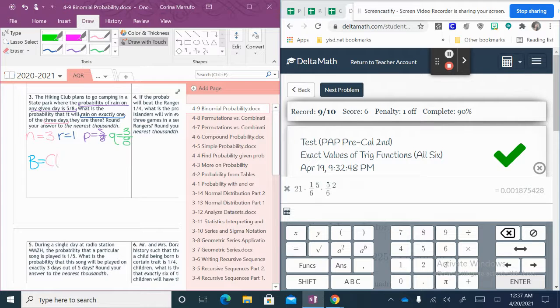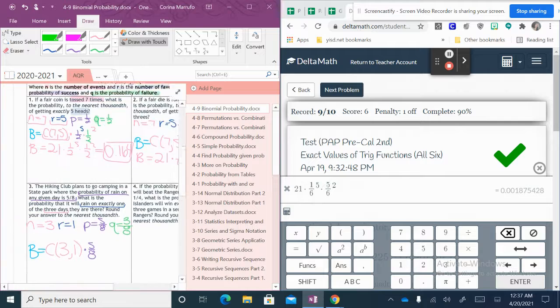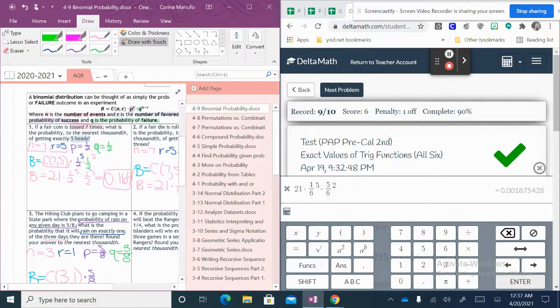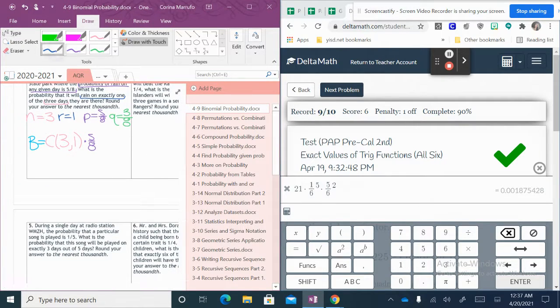Okay, so we have a combination of 3, 1, because we're staying there for 3 days and we want it to rain 1 out of those 3 days. Okay? So then we have a probability, so we multiply times 5 over 8 to the power of the favorable events, which is R, so to the power of 1, and then times 3/8 to the power of 3 minus 1, which is 2. Erase that. Instead of 3 minus 1, I'm going to put 2.